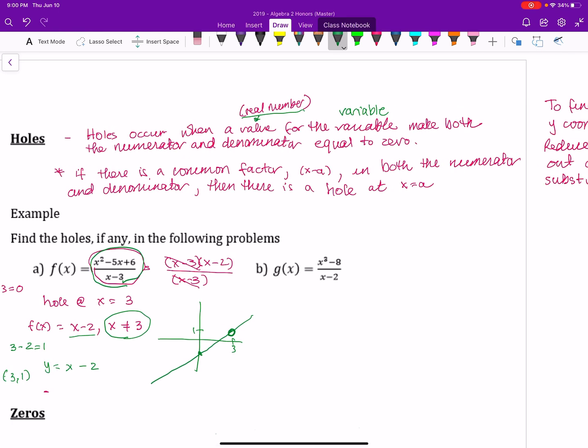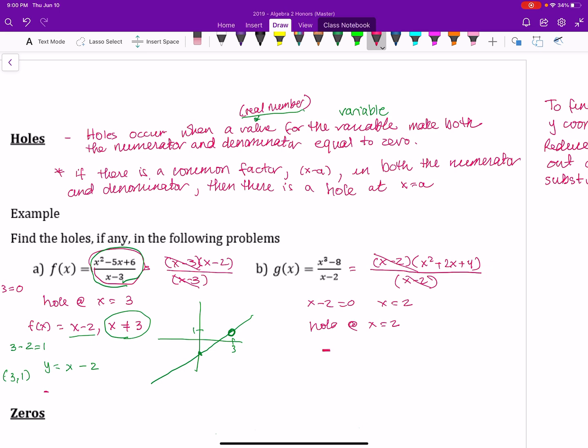If I factor that, is there a hole? Yeah. x squared plus 2x plus 4, right? It's the difference of cubes. And x minus 2. Yes, we have a common factor. So the hole happens when x minus 2 is equal to 0. So that's x is equal to 2. So we have a hole at x is equal to 2. To find the corresponding y, I reduce it and substitute it in.